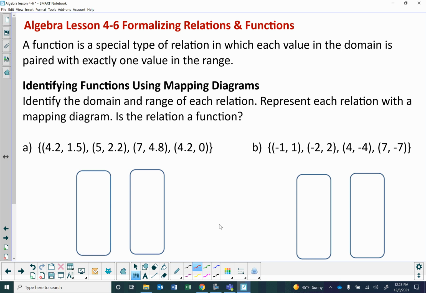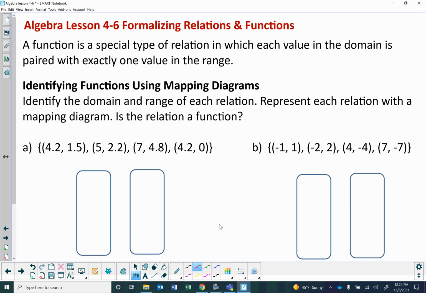A function is a special type of relation in which each value in the domain is paired with exactly one value in the range. What that means is if I have an x value of 1 and it pairs with a y value of 2, if I have another x value of 1, it cannot pair with another number and still be a function. It would not be a function if 1 paired with 2 once and 1 paired with 6 the next time.